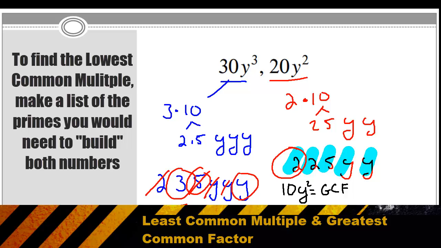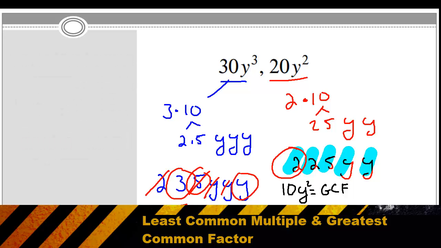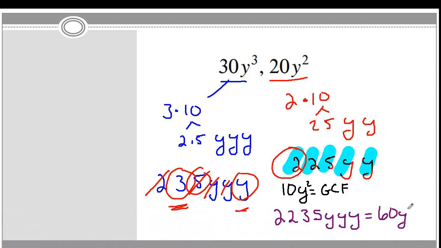So my least common multiple will be a 2 and a 2, and then a 3, and a 5, and then 3 y's. And then from that set, I could either make 20y squared, and I could also make 30y cubed. Or my least common multiple is 60y cubed.